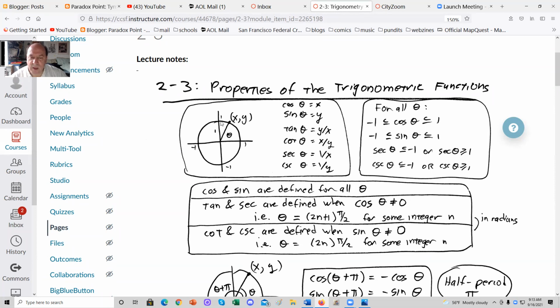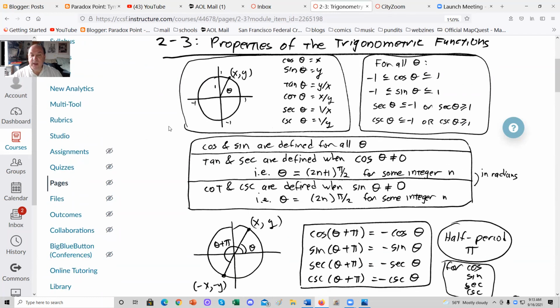Cosine is between -1 and 1. Sine is between -1 and 1. Secant is the reciprocal of cosine, so it's either less than or equal to -1 or greater than or equal to 1. Similarly with cosecant. All right. So cosine and sine are defined for all theta. Tangent and secant are defined when the cosine, i.e. x, is not 0. That is, for all values of theta except odd multiples of pi over 2. Cotangent and cosecant are defined when sine is not 0, i.e. for all theta other than even multiples of pi over 2.